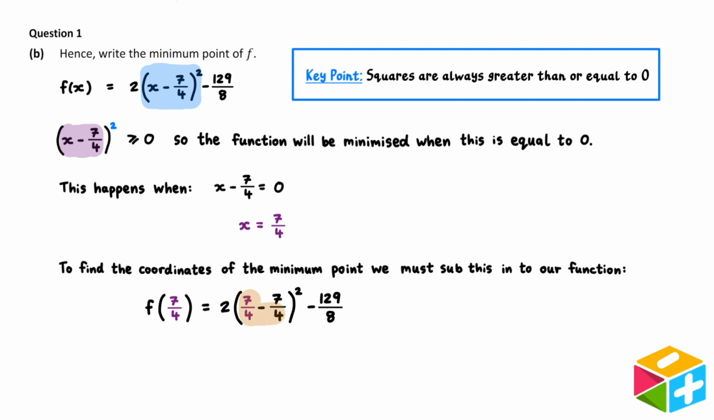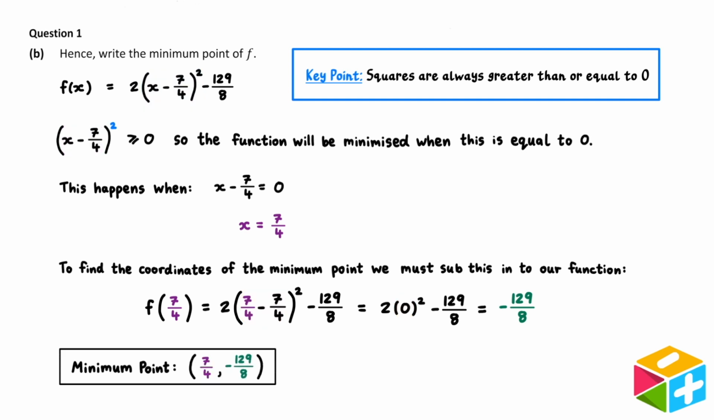7 over 4 minus 7 over 4 is 0, so we end up with 2 times 0 squared minus 129 over 8. This simplifies down to minus 129 over 8. This will be the y-coordinate of our minimum. So, putting everything together, the minimum point is 7 over 4, comma, minus 129 over 8.